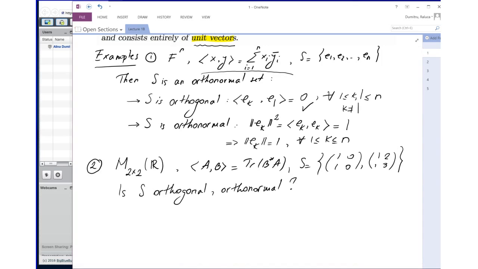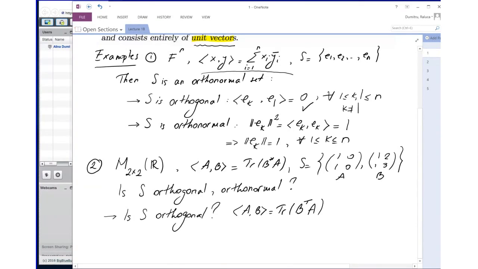So what do I have to do to check that it's orthogonal? Well, there are only two vectors in there, right? So it's not that bad. The only thing that I have to check is, let me call the first one A, the second matrix B. So all I need to do is to look at the inner product between those two matrices, A and B, which by definition is the trace of B star A, but we're over R, so the trace of B transpose A.